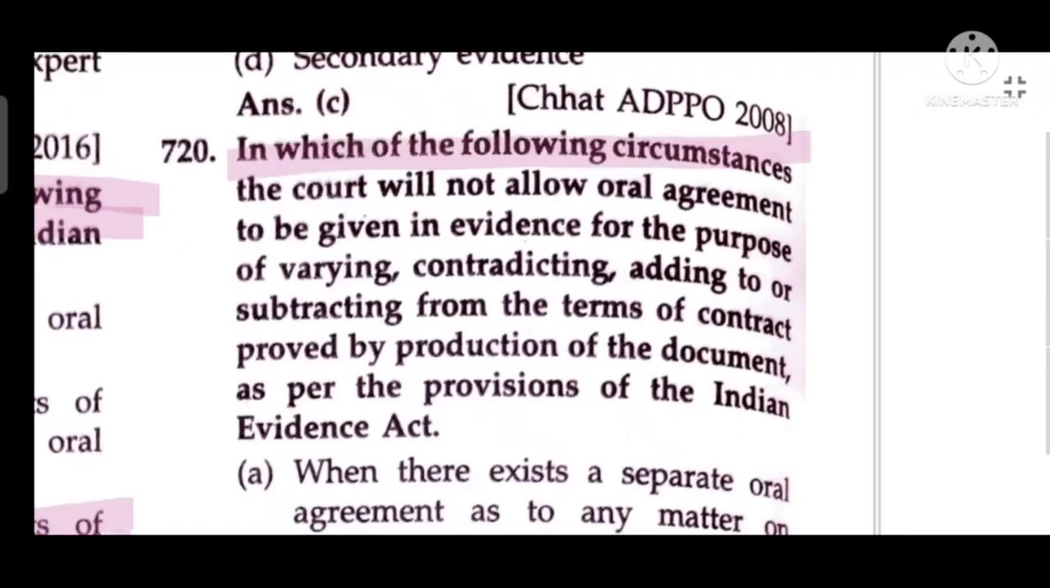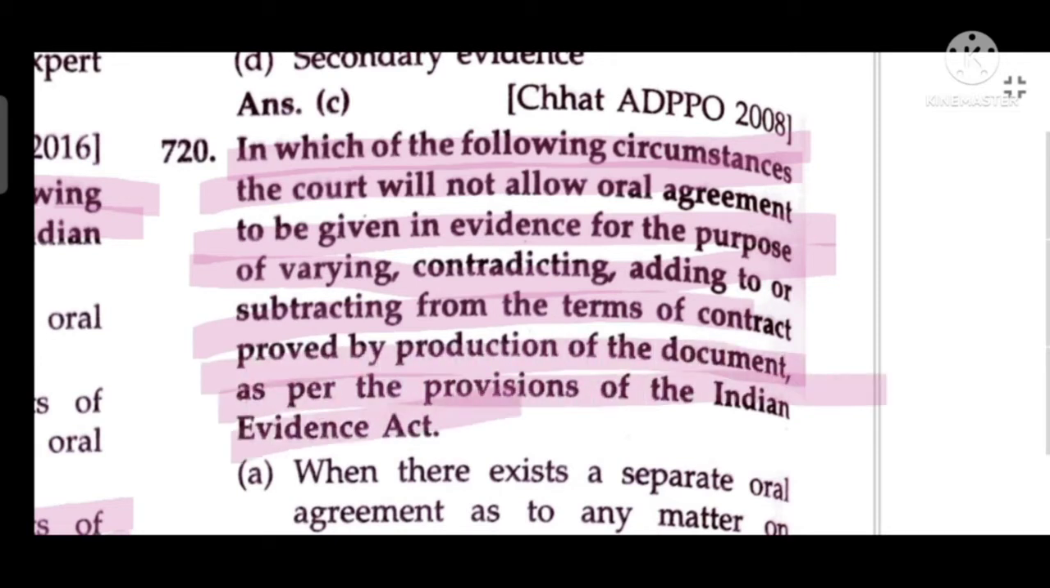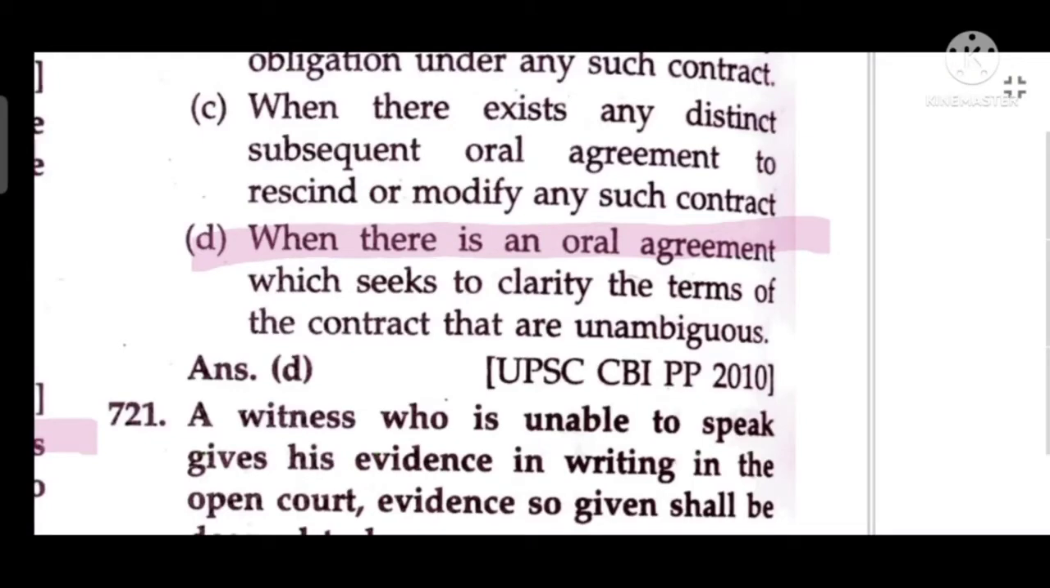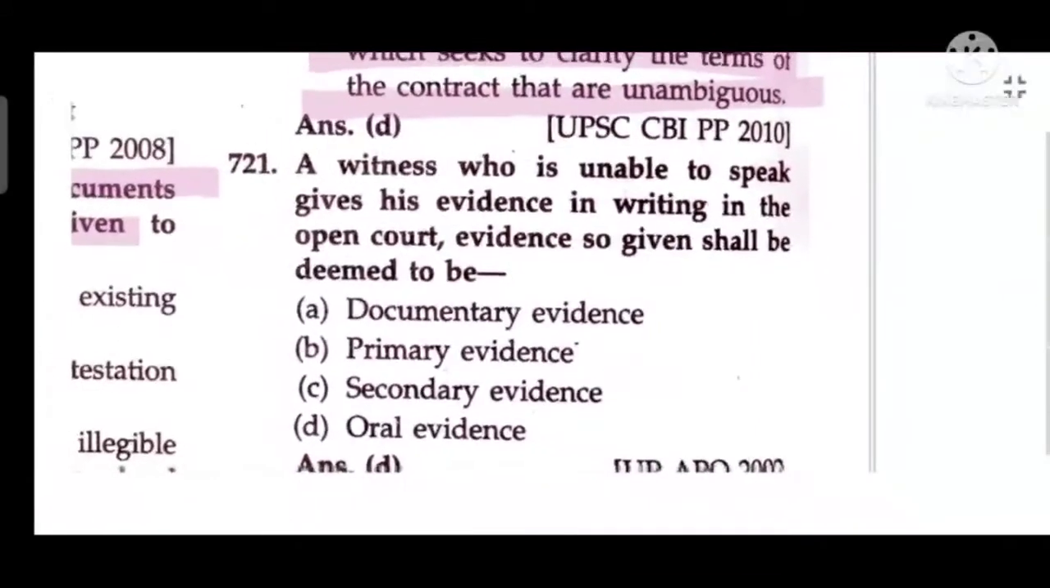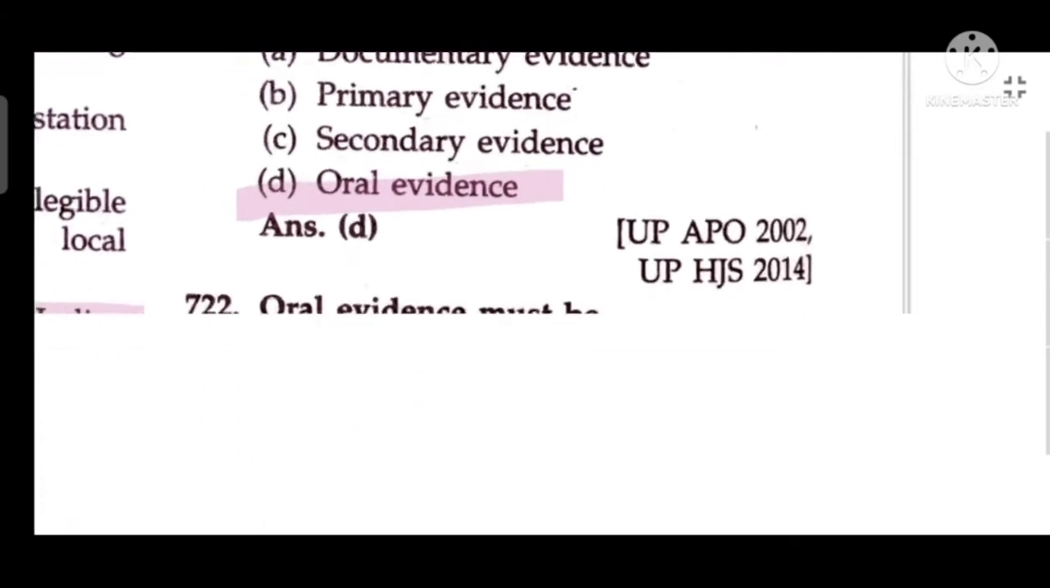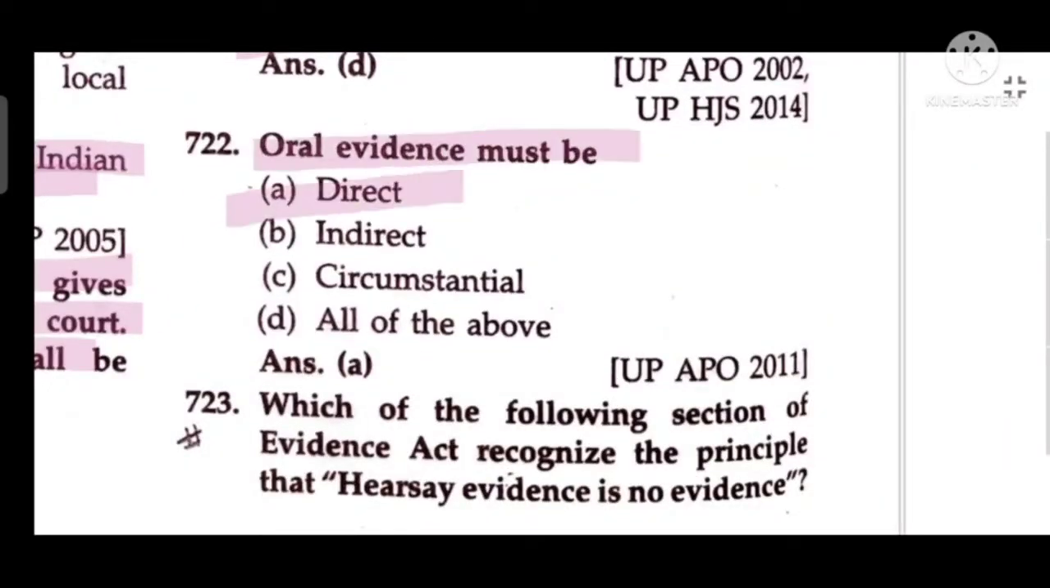In which one of the following circumstances will the court not allow an oral agreement to be given in evidence for the purpose of varying, contradicting, adding to or subtracting from the terms of a contract proved by the production of a document, as per the provisions of the Indian Evidence Act? When there is an oral agreement which seeks to clarify the contract that is unambiguous. A witness who is unable to speak gives his evidence in writing in open court. Evidence so given shall be deemed to be oral evidence. Oral evidence must be direct in all cases.